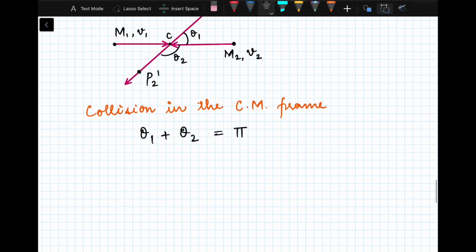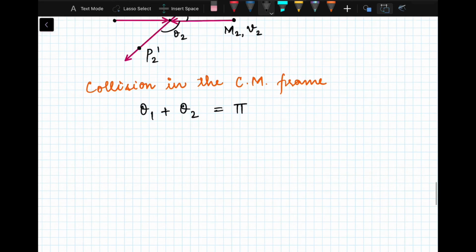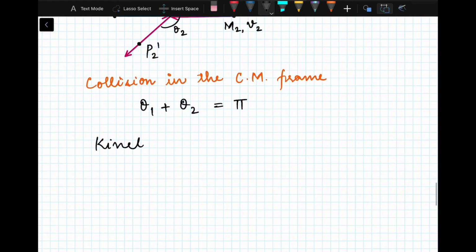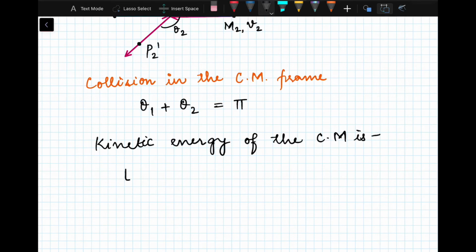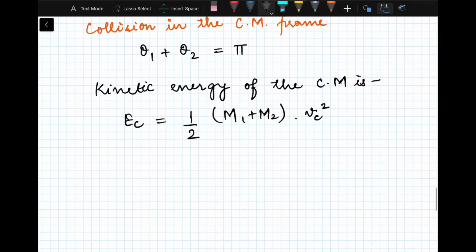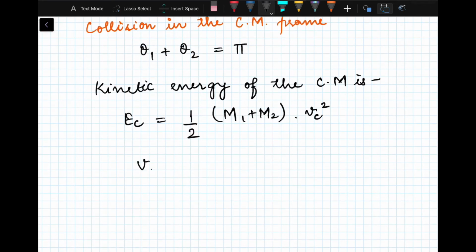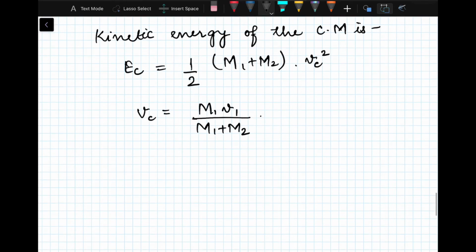Now when we want to calculate the kinetic energy of the center of mass, let us use the symbol EC for it, and we will write half the total mass, m1 plus m2, times the velocity squared, which is vc squared. We have already defined vc, which was equal to m1 v1 over m1 plus m2. So let us use this relation in the equation of EC.